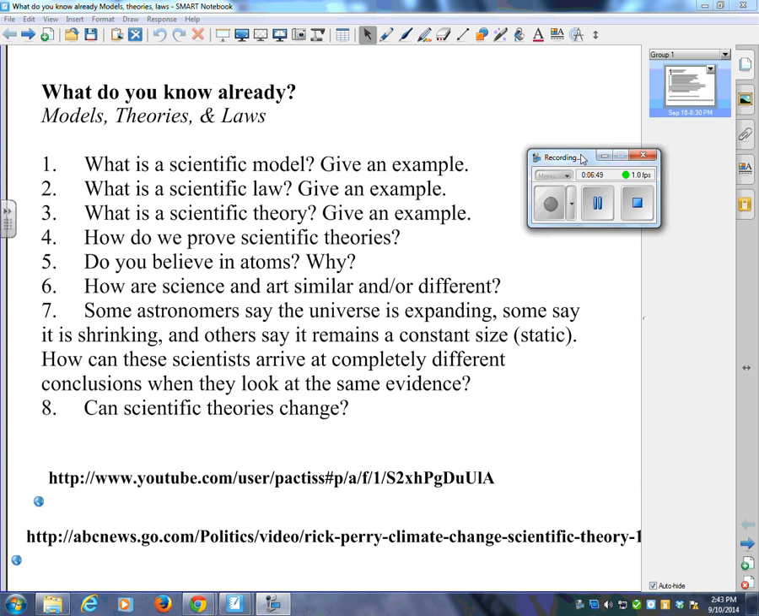Okay, some astronomers say the universe is expanding, some say it's shrinking, others say it remains constant or static. How can these scientists arrive at completely different conclusions when they look at the same evidence? They each have different theories, but they're looking at the same evidence. Not only are they interpreting the data differently, but what are they looking for? They're looking for data that supports their theory. Notice that I didn't use the word prove. Generally, do people look for data that disproves their theory? Not usually. It's just human nature.